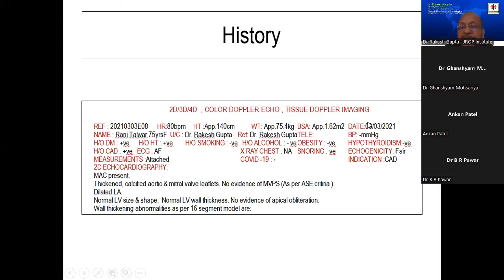This is from our own lab, done on 3rd March 2021. This is a 75-year-old lady, and look, she's diabetic, she's hypertensive. She had a history of coronary disease. She's a non-smoker, non-alcoholic, not obese, no hypothyroidism. She does not snore, but in the ECG, she has atrial fibrillation. Her weight is approximately 75 kg and height is 140 cm, with an approximate body surface area of 1.62, and heart rate is 80 beats per minute.